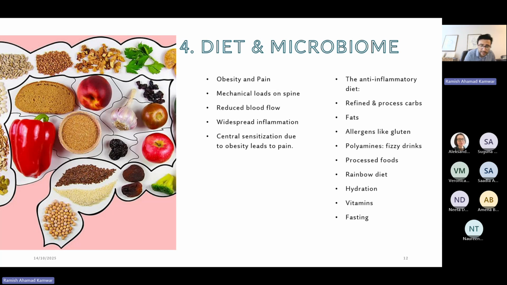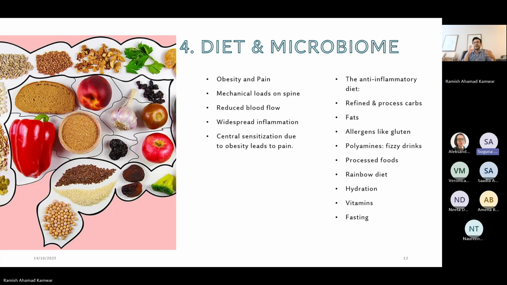There's also the diet creating obesity. Another epidemic, specifically in North America, is obesity. So with obesity comes a lot of mechanical loads, which creates chronic pain. It creates reduced blood flow to certain parts of our body, which creates chronic pain. Widespread inflammation is another way. That's what obesity leads to, and central sensitization. All these lead to pain.